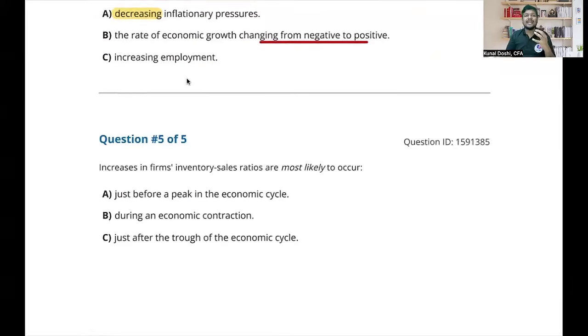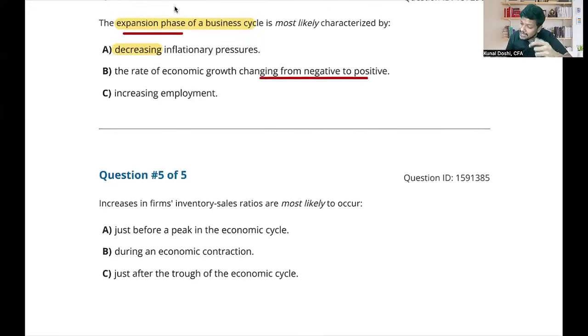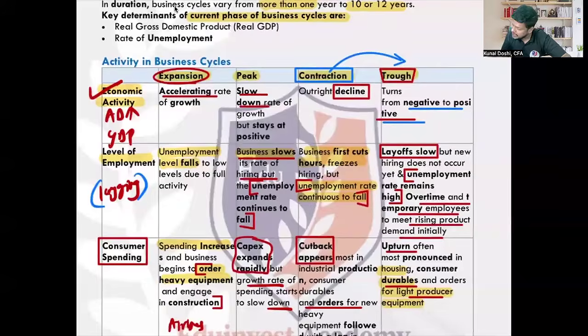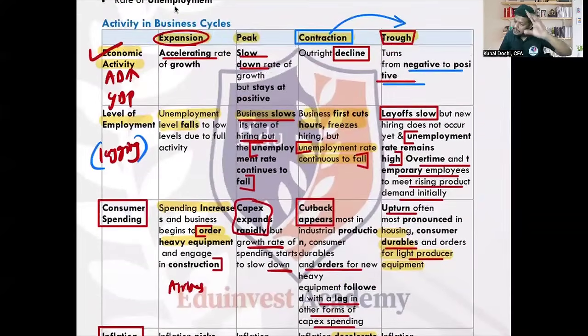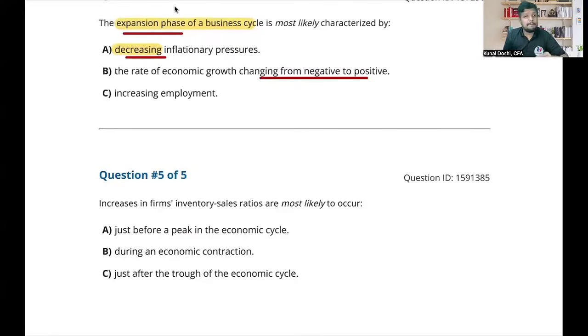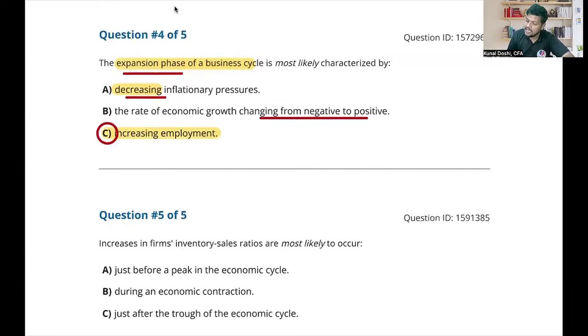Remember in your mind that when you are in expansion, you are just recovering from the bottom. So the inflation pressures are not relatively as high. But it doesn't mean that they are decreasing. In fact, at expansion, inflation starts rising. The rate of economic growth changing from negative to positive, as we discussed, is at the bottom, correct? Increasing employment, yes, employment will increase. So at the expansion phase, the only correct option is C. Why is A wrong? Because inflation is low, but not decreasing. It has started to increase. Understood?